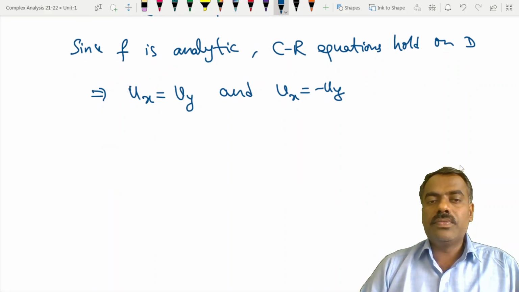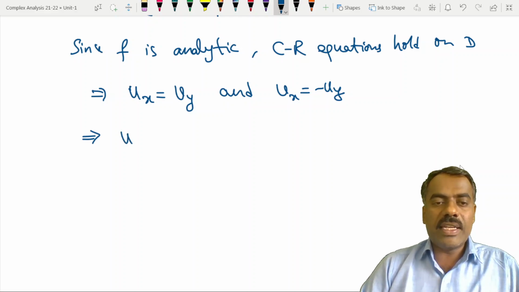Any problem? This implies that if we want to differentiate this, we want to get uxx, right? So if we differentiate this one more time, what we will get is uxx equal to vyx.